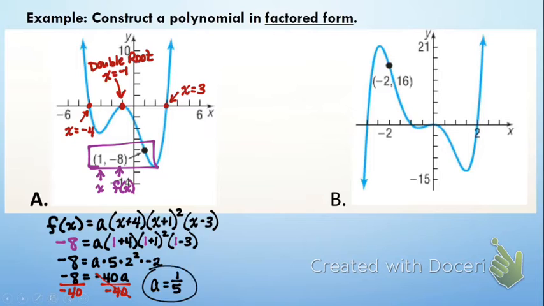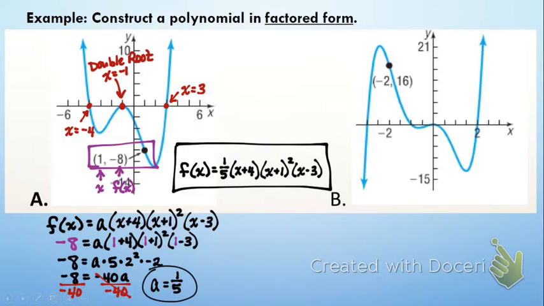So here's the A value that I need to use, and now I have enough information to write my final answer. This full polynomial is f of x equals 1/5 times x plus 4 times x plus 1 squared times x minus 3. And now I'm done. It said we were going to leave it in factored form. That's why I'm all done at this point. You guys okay with that?